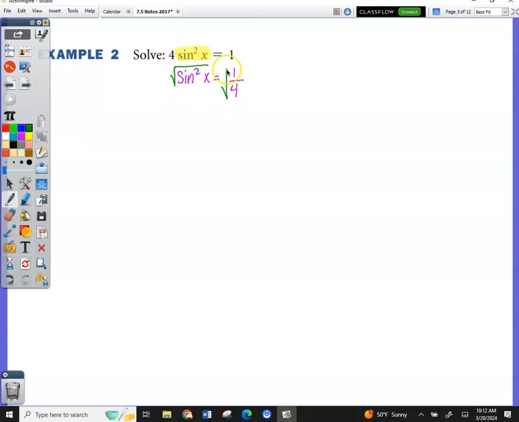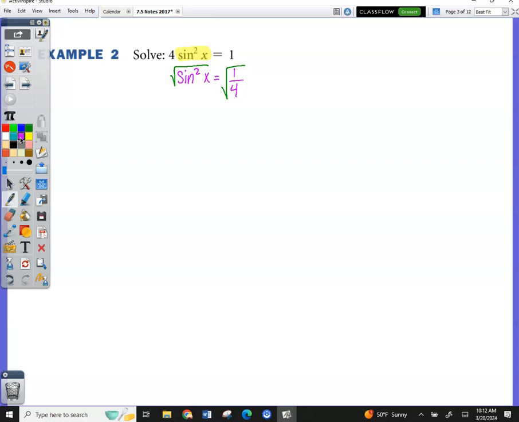And I have no idea what the square root of 1/4 is. Yes, you do. Reverse it. 1 half. Oh yeah. Don't let a fraction throw you off. Remember, you can square root anything. Period. So, square root of a fraction, all you have to do is separate and square root the top and square root the bottom.